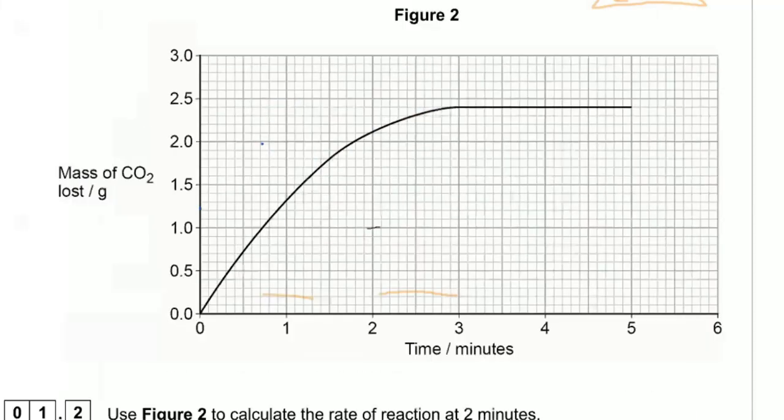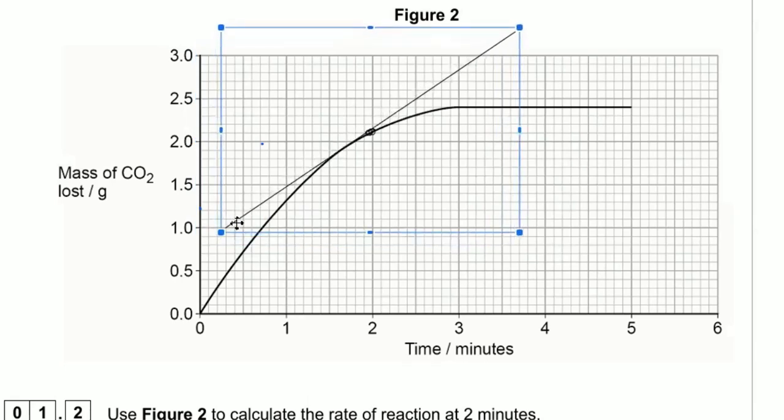Now, because we're not dealing with a straight line, we can't just take the gradient of the straight line of the fastest bit. If we were doing the initial rate of reaction, we could take right at the start the straight bit. But here, we've got a bit of a curve going on. So what you're going to do is, first of all, mark out at 2 minutes. So you can see it's about a mass loss of 2.1.